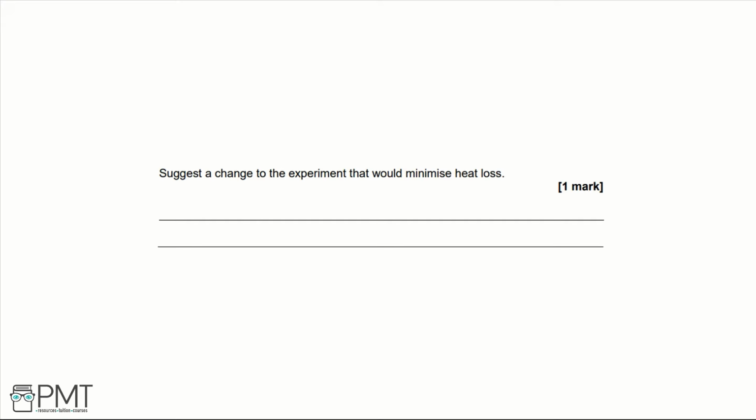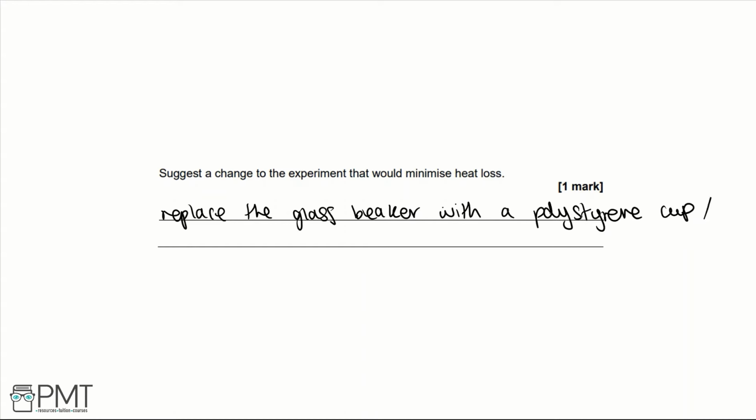Suggest a change to the experiment that would minimise heat loss. So minimising heat loss is a really common issue, and in homes we use insulation. So we're going to apply the same principle. A polystyrene cup will insulate a lot better than a glass beaker. So one way we can minimise heat loss is by replacing the glass beaker with a polystyrene cup. Or we could just insulate the glass beaker and we could use a lid, so this would prevent evaporation and keep the heat inside the glass beaker as much as possible.